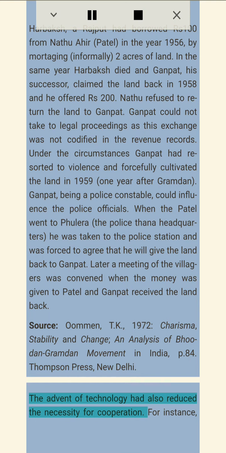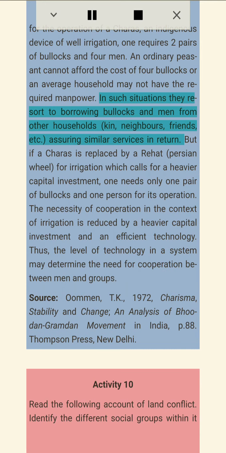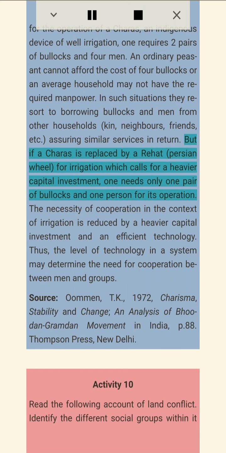Thomson Press, New Delhi. The advent of technology had also reduced the necessity for cooperation. For instance, for the operation of a charas, an indigenous device of well irrigation, one requires 2 pairs of bullocks and 4 men. An ordinary peasant cannot afford the cost of 4 bullocks, or an average household may not have the required manpower. In such situations they resort to borrowing bullocks and men from other households, kin, neighbors, friends, etc., assuring similar services in return.